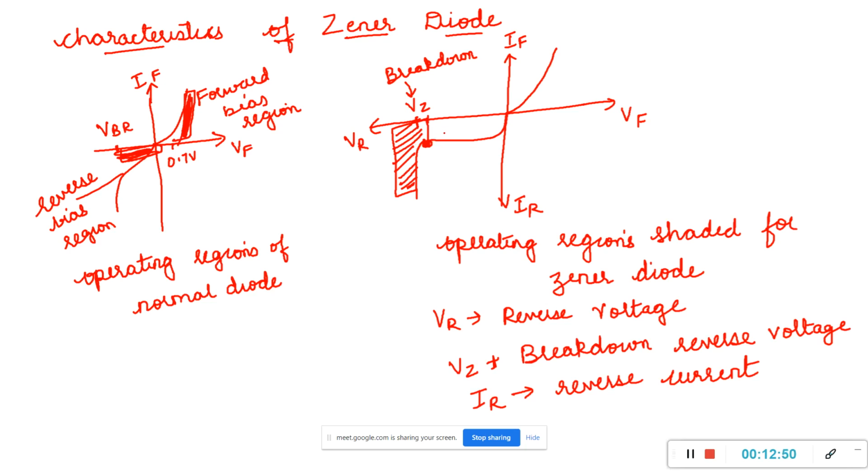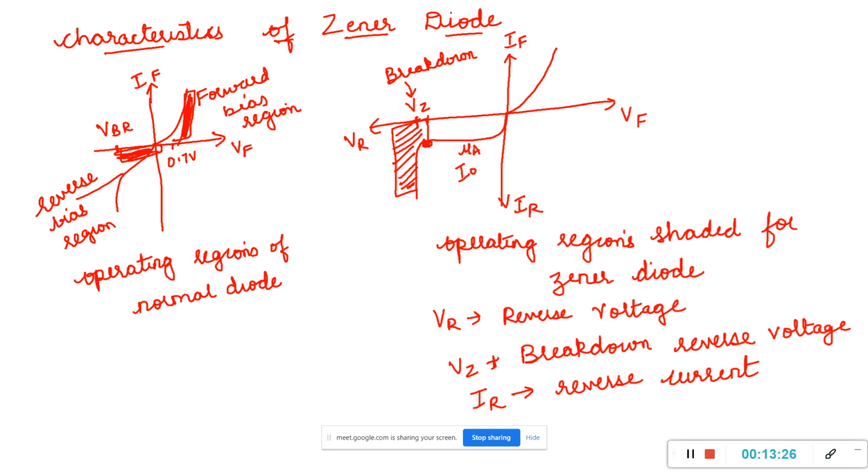So when the reverse voltage VR applied to the Zener diode is increased, initially at this point, a very small current flows, in the amount of microamps or even less. This is known as the reverse leakage current of the diode, and it is denoted I0.